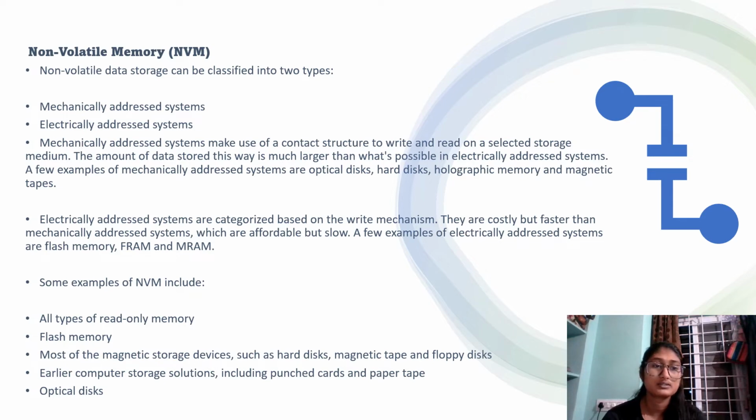The electrically addressed systems are characterized based on the write mechanism. They're costly but faster than the mechanically addressed memory, which is affordable but slow. A few examples of electrically addressed systems are flash memory, FRAM, and RAM. Some examples of non-volatile memory include all types of read-only memory, flash memory, and most magnetic storage devices such as hard disk, magnetic tape, and floppy disk. Earlier computer storage solutions included punched cards and paper tape.